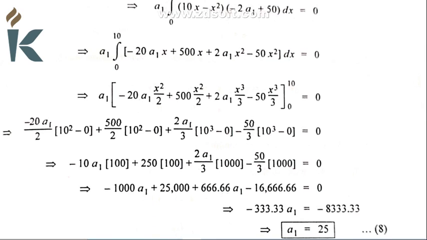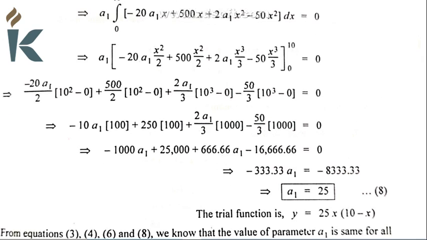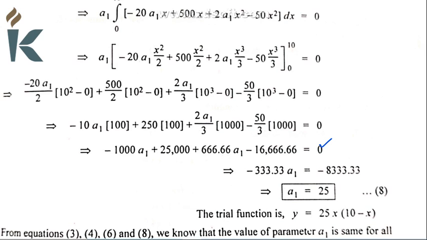You have to apply the upper limit and the lower limit. Once you substitute the lower limit, the entire value becomes 0. There is no need to apply the lower limit; applying the upper limit is enough. Therefore you substitute this upper limit. Finally you get this equation: minus 1000 a1 plus 25,000 plus 666.66 a1 minus 16,666.66, that is equal to 0.